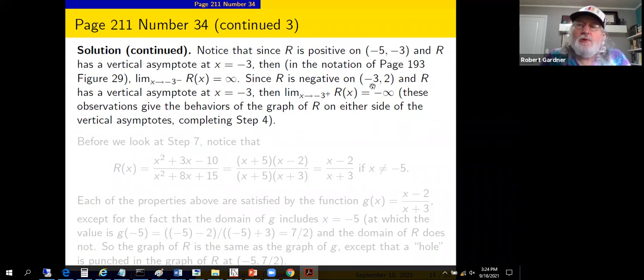On the interval -3 to 2, that is the behavior of r to the right of -3, to the right of where that vertical asymptote is. Function is negative, so it must be going down. The limit as x approaches -3 from the positive side, from the right, must be negative infinity. It goes down on that side.